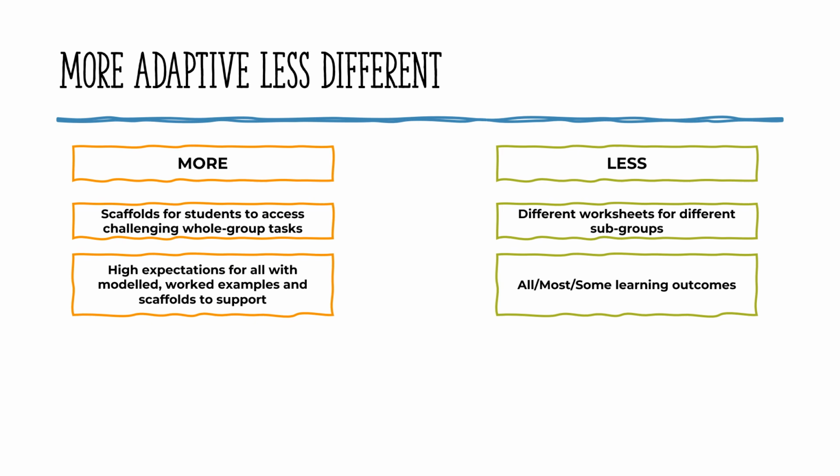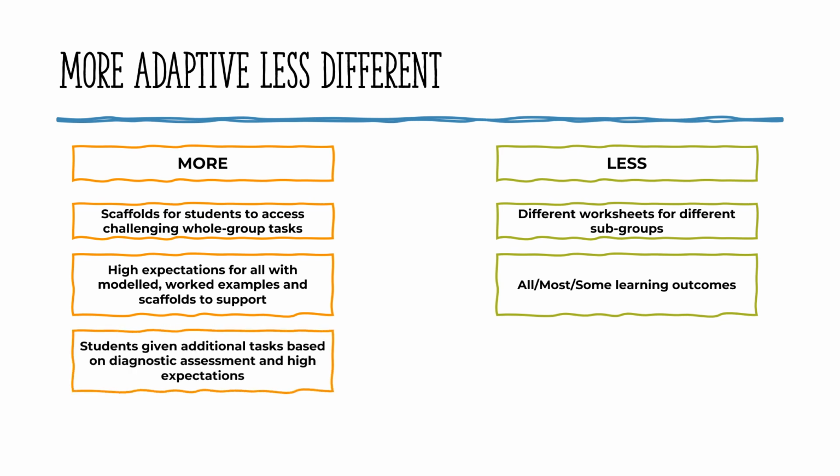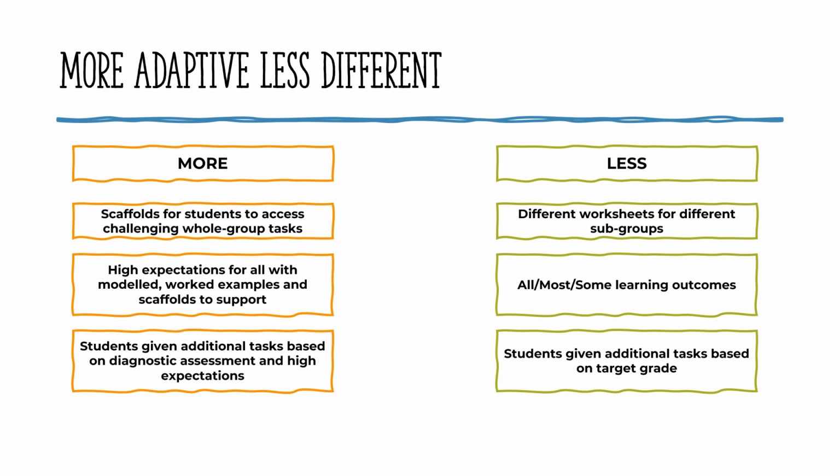Actually what we should be in a position to be able to do is open up all learning for all students. We need to make sure that students are given additional tasks based on diagnostic assessment, based on what we really know of them, but also based on the high expectations we will have for all of their outcomes. And what this kind of goes against is actually just giving them additional tasks based on a target grade. Having informed processes and informed ways of making those decisions as to which students get what in terms of extending and stretching and challenging even more has to be based on what we directly know about each student in the room.